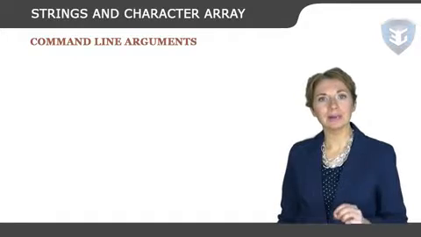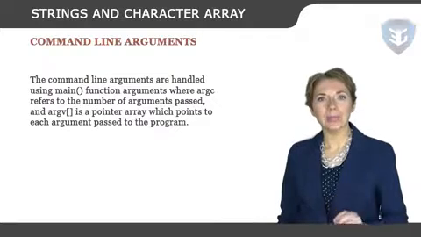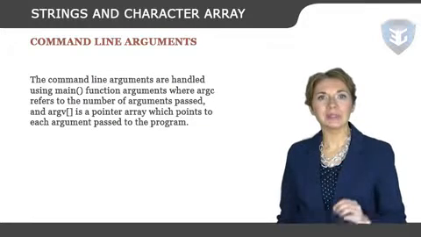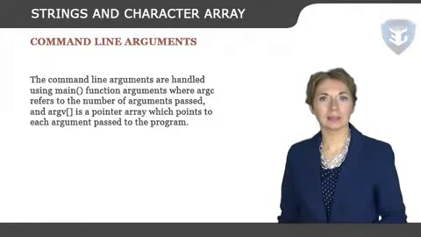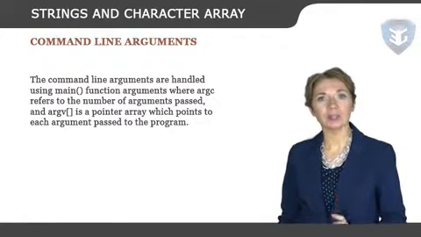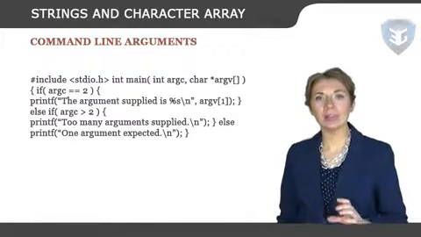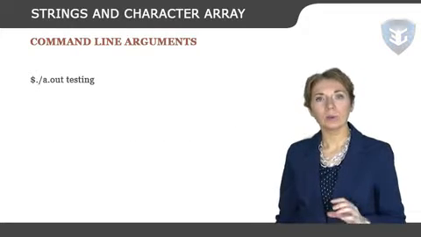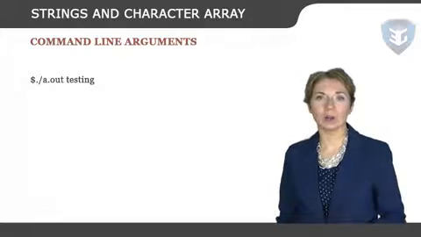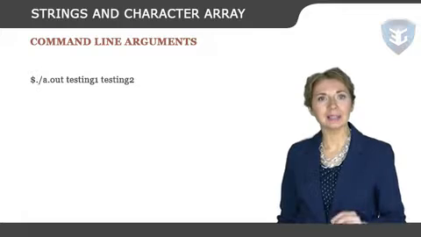Now let's talk about the command line arguments. The command line arguments are handled using main function arguments, where argc refers to the number of arguments passed, and the argv array is a pointer array which points to each argument passed to the program. Here is a simple example which checks if there is any argument supplied from the command line and takes action accordingly. When the code is compiled and executed with a single argument, it produces the result as shown here. The argument supplied is testing.